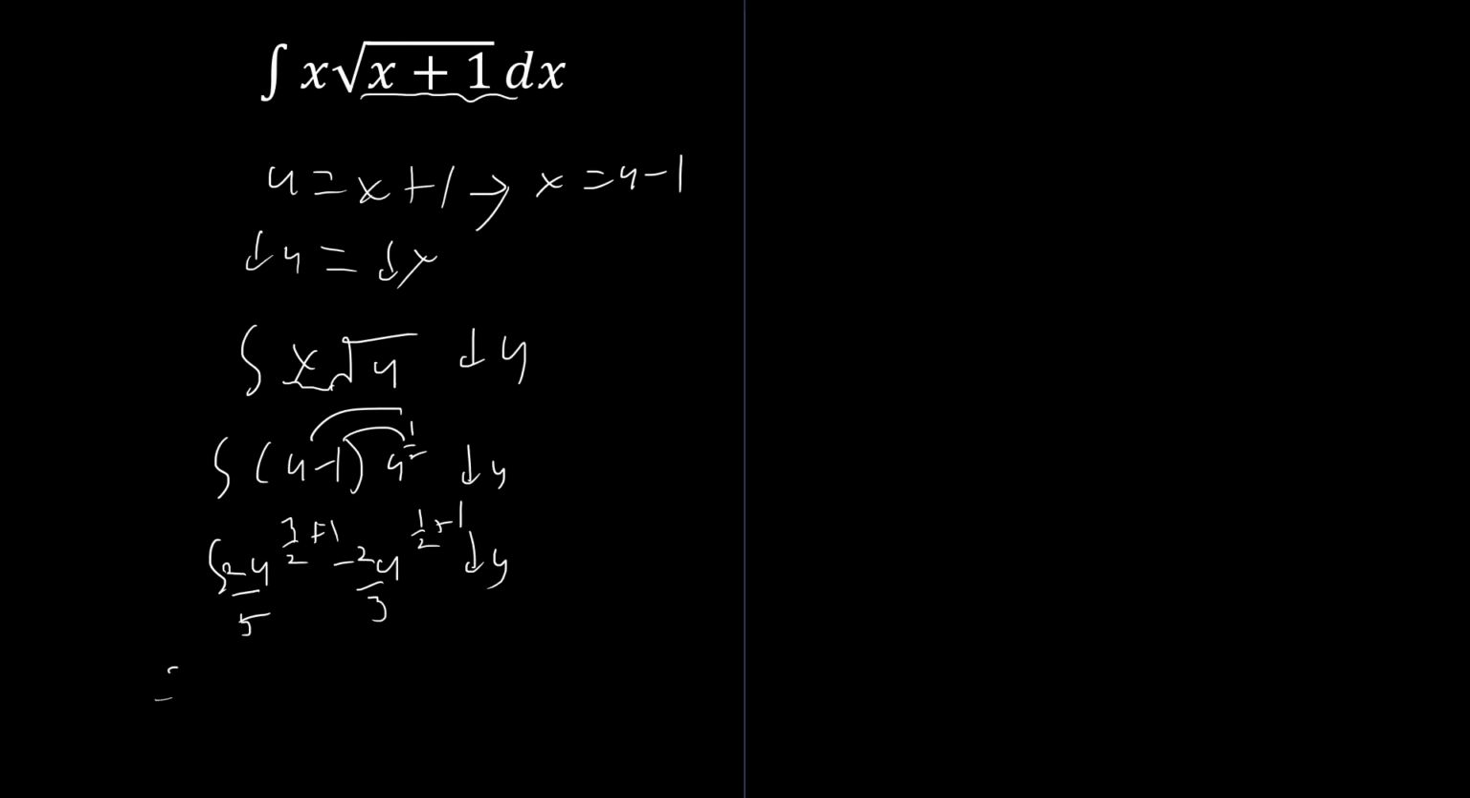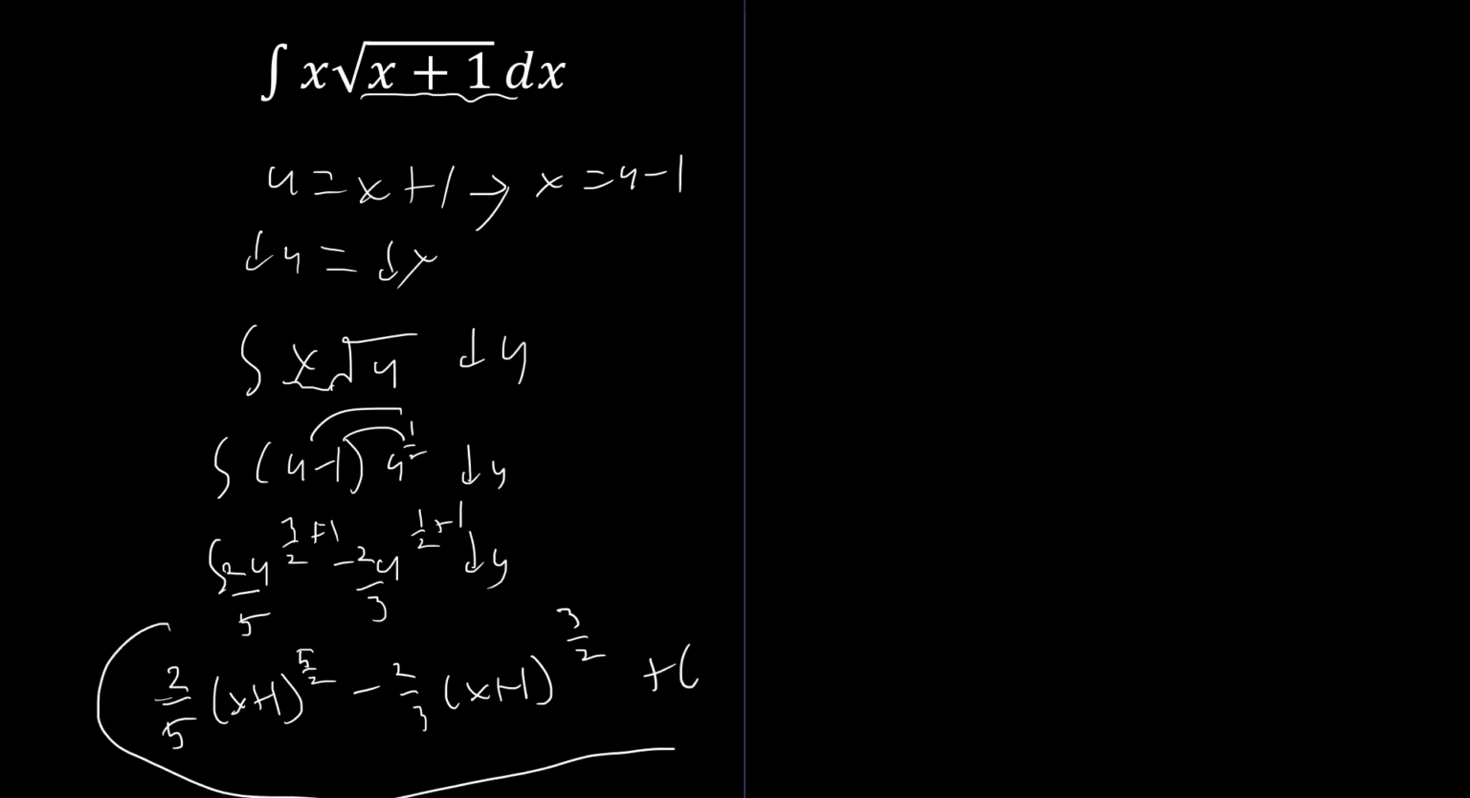We're going to end up with 2/5 times x plus 1 to the 5/2 minus 2/3 times x plus 1 to the 3/2 plus c. Overall, this was a little bit more complicated because not only did we have to figure out what to substitute for x, we also had to solve two smaller integrals. So, in essence, sometimes it's better to have a complicated integrand than it is to have a simple one.